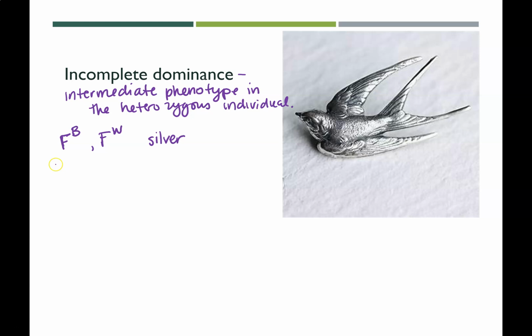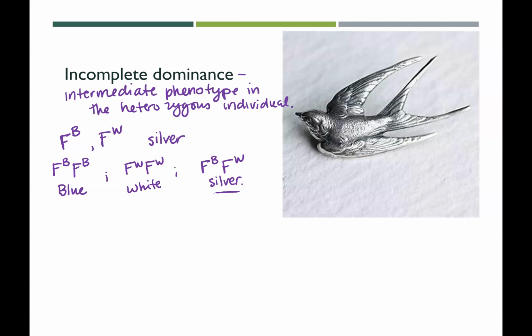Okay, so a bird that is blue is going to be homozygous for the blue allele. A bird that is white is going to be homozygous for the white allele. And a bird that is silver is going to be heterozygous. So on an exam or in a homework assignment, you may be asked to determine if this is incomplete dominance or codominance or regular dominance. So you have to be able to look at the situation and recognize that there's an intermediate phenotype.